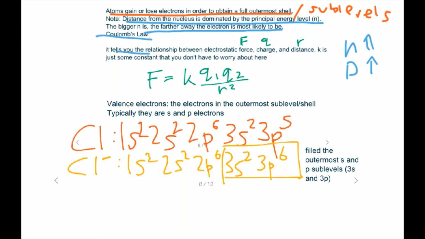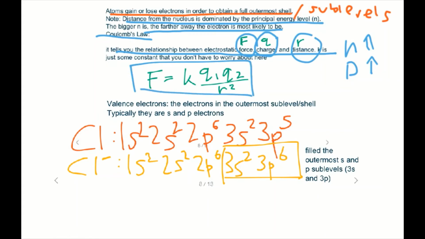Coulomb's Law tells you the relationship between electrostatic force, or the force between protons and electrons, or just any two bodies that have opposite charges or even the same charges, the charge of those bodies, and distance. Force is F, charge is Q, and distance is R. K is just some constant that you don't have to worry about here. So, as you can see, this is Coulomb's Law.